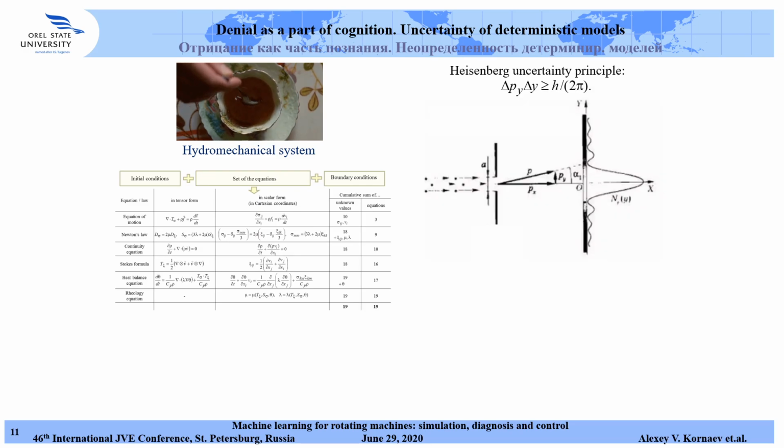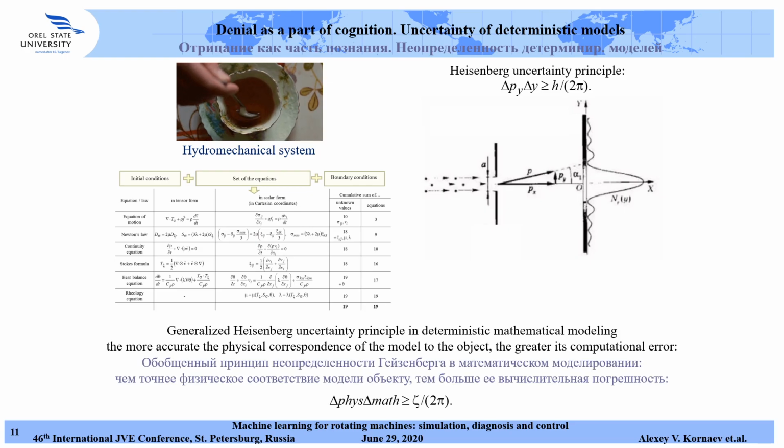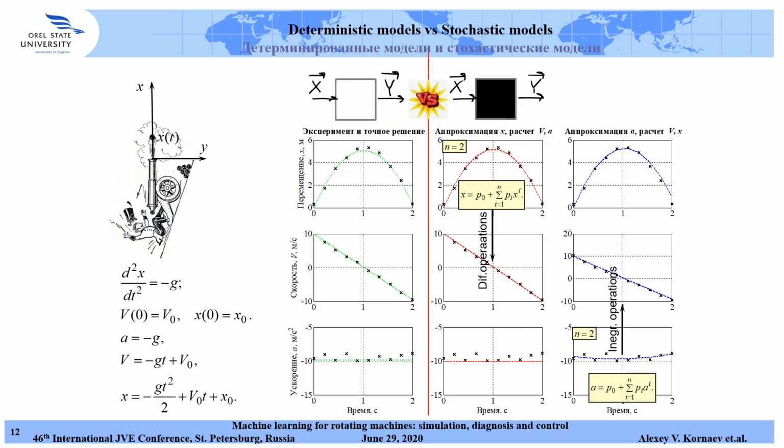I think this is similar to Heisenberg's uncertainty principle. The more accurately we know the position of the particle, the less certainly we know where it moves to. So the more accurate the physical correspondence of the model to the object, the greater its computational error. Well, it looks like a joke because it mostly is a joke.